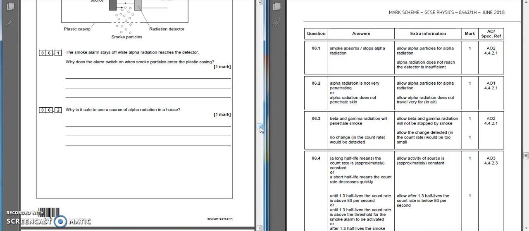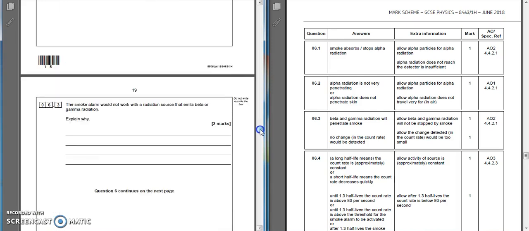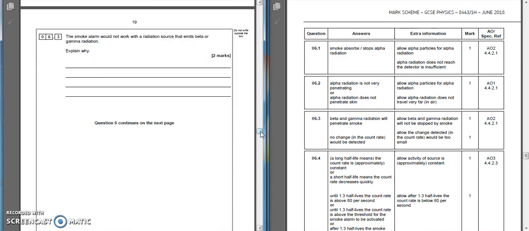So one mark we're looking for is it's not very penetrating. For 6.3, the smoke alarm wouldn't work with beta or gamma radiation. Explain why. And again, it comes back to penetration. If you put smoke in, beta radiation is going straight through, gamma radiation is going straight through. So they are both too penetrating.